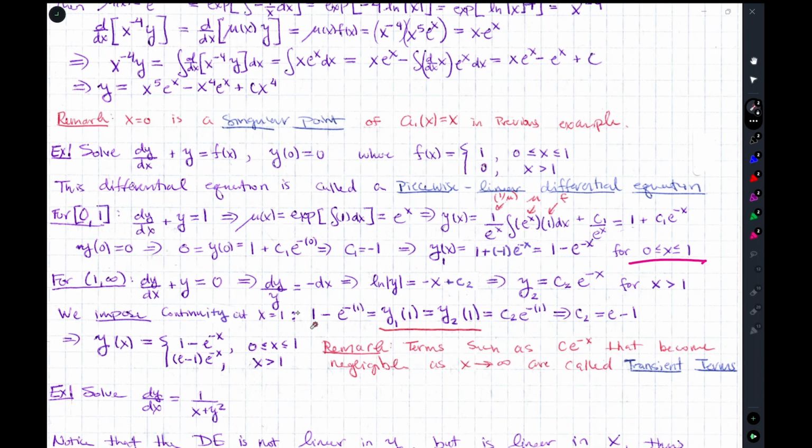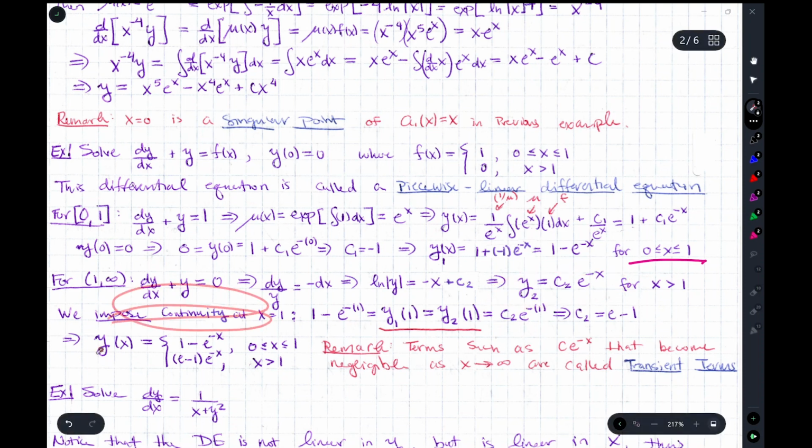So that's pretty straightforward to solve. It's separable, and we get this solution there. Now we have a constant, okay? Up here we solved for the constant, C1, by imposing the initial conditions. Well, what about C2? Here we could impose continuity.